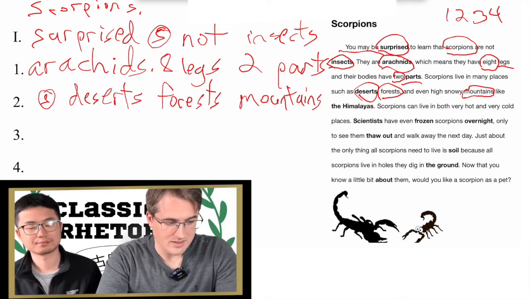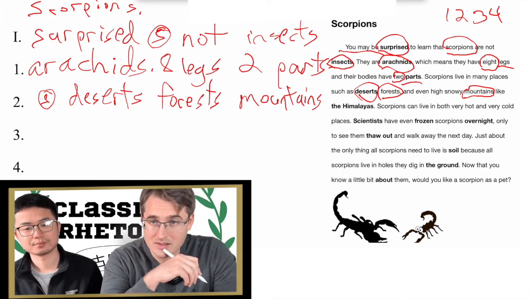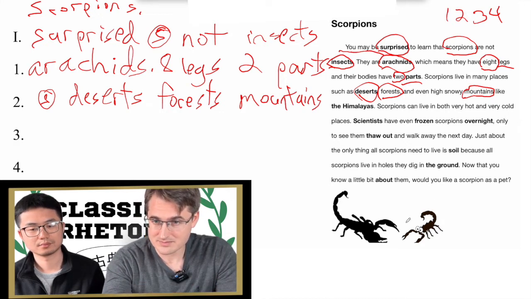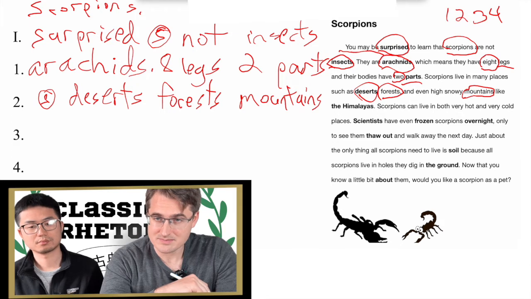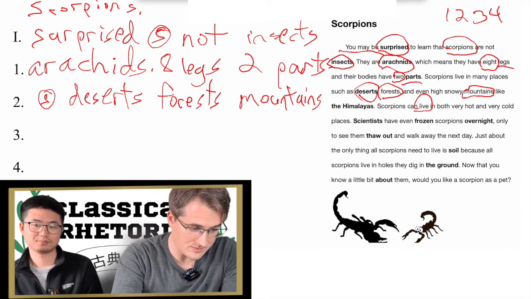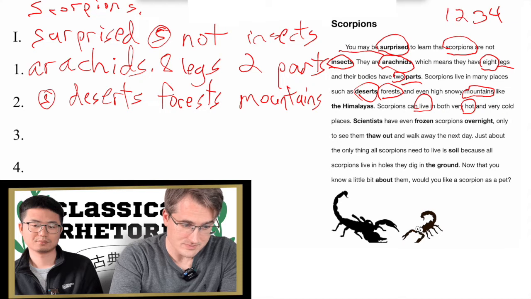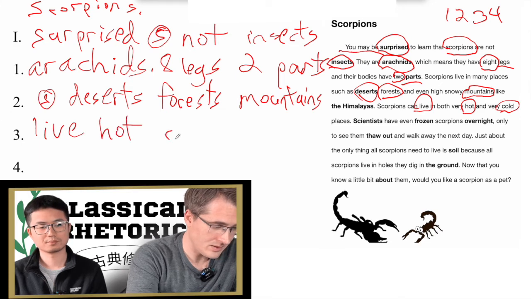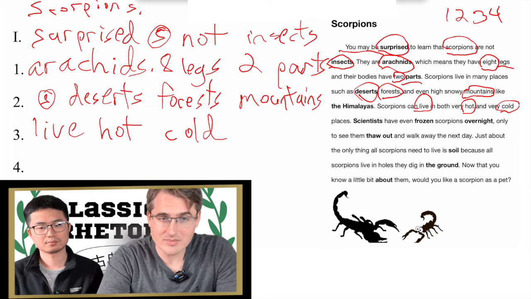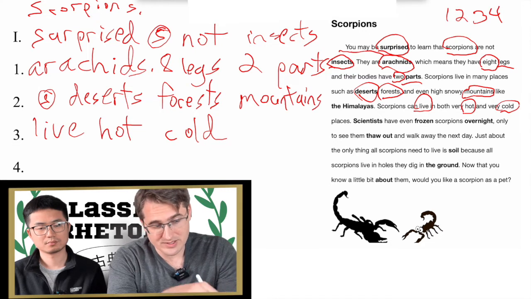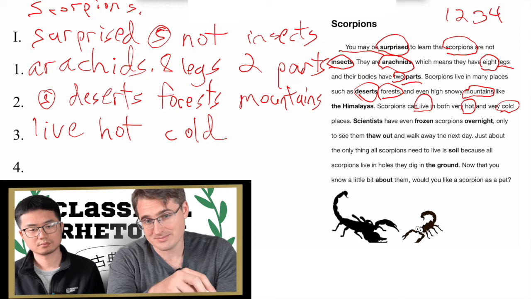Good. All right, next sentence, number 3. Scorpions can live in both very hot and very cold places. Stephen, can you give us 3 keywords? Okay, live, Great. Live, hot, and cold. All right. If you prefer different keywords, you can write your own. We will do this one together, but you can make your own outline while we do this.